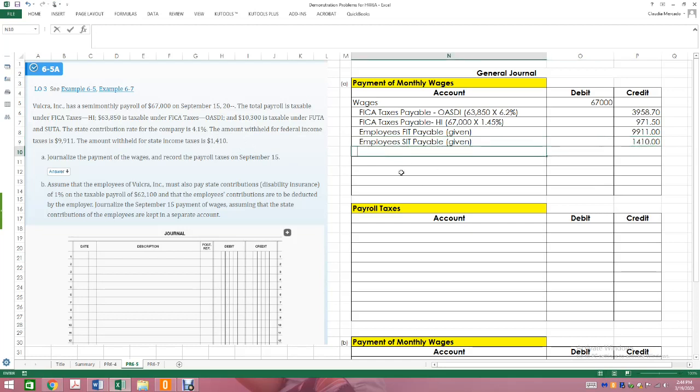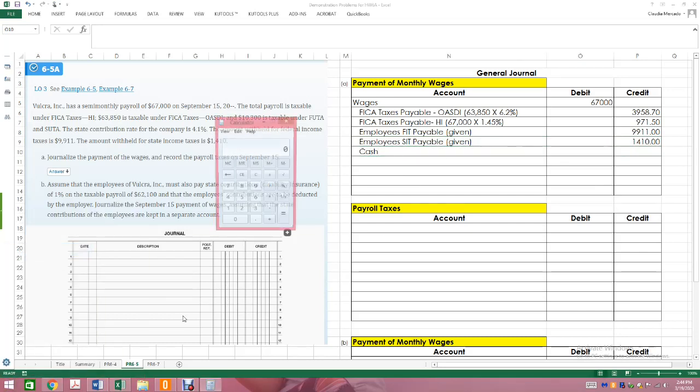Now we can calculate how much cash we are actually going to pay out to our employees. Well, our employees earn $67,000. I'm going to deduct the OASDI of $3,958.70. I'm going to deduct the HI of $971.50. I'm going to deduct the federal income tax of $99.11. And I'm going to deduct the state income tax of $14.10. So the amount that I'm going to pay in cash to my employees is $50,748.80. Okay.